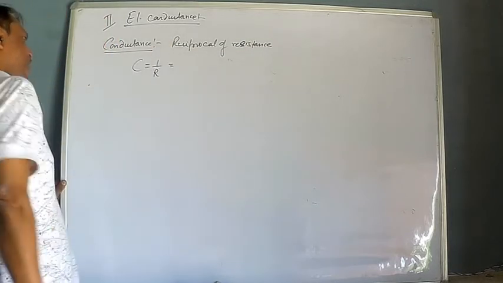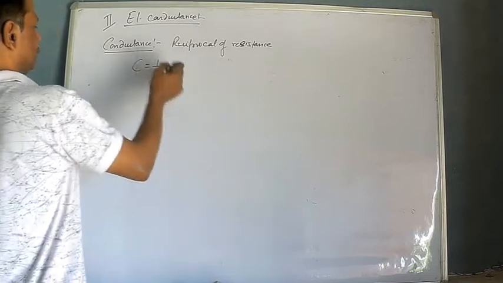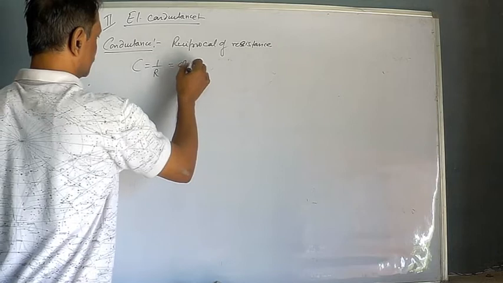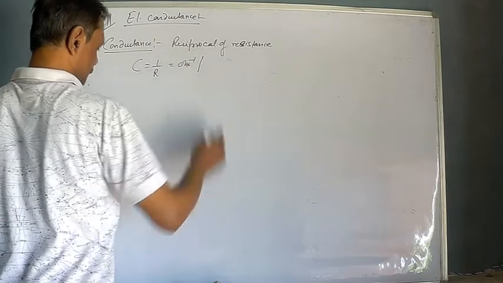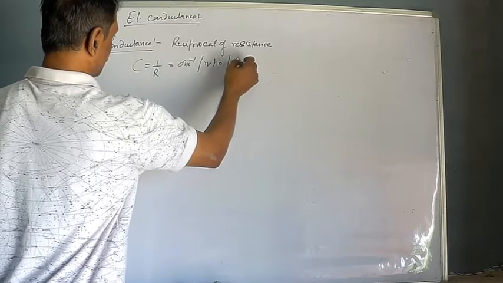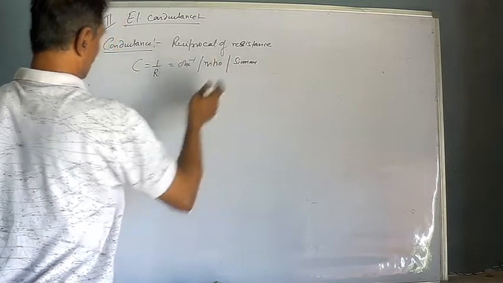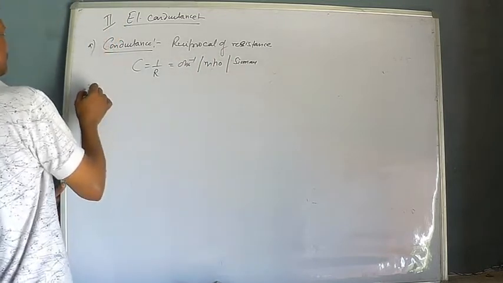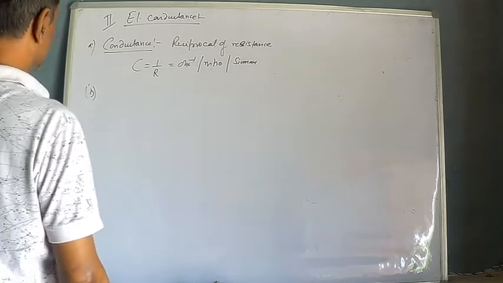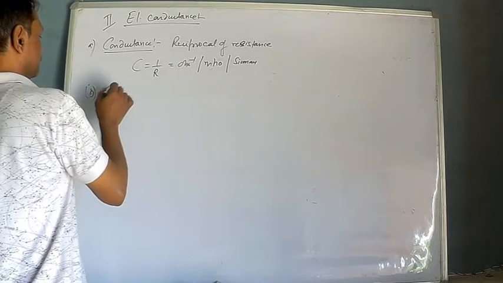And class, in this topic, units are very important. So resistance is ohm. So 1 by R is ohm inverse, or also called mho, or also called Siemens. All are in use. Then after conductance, we come to specific conductance.